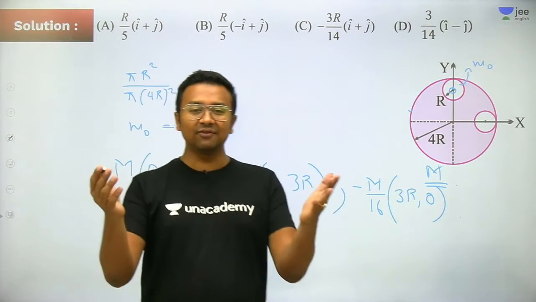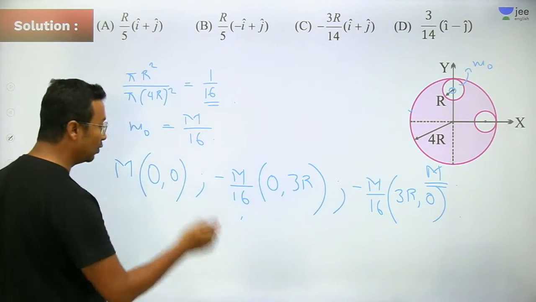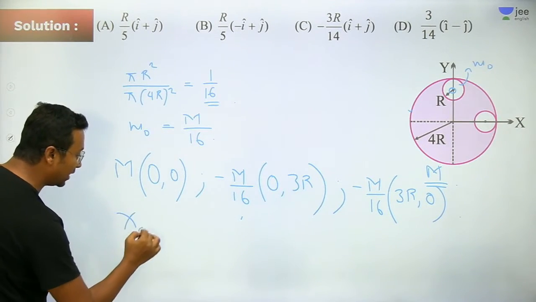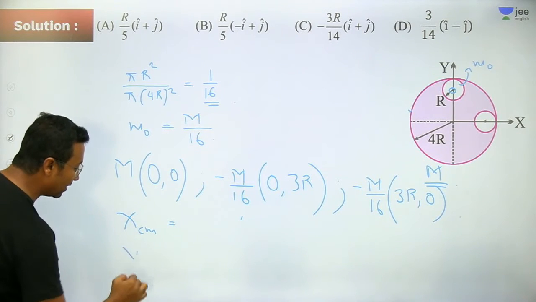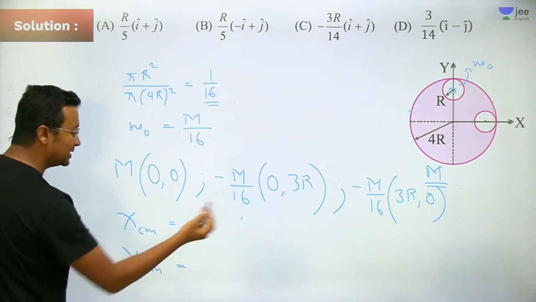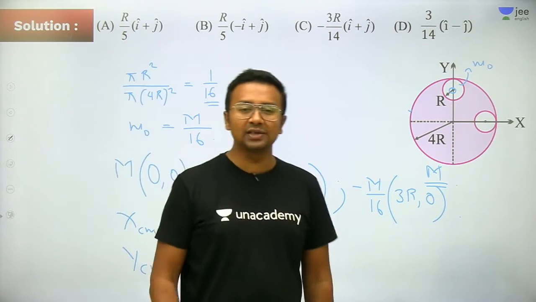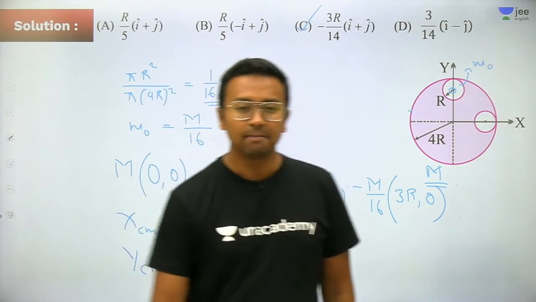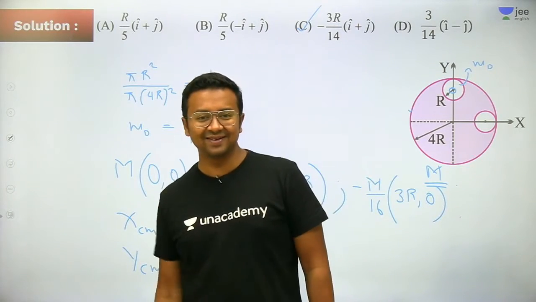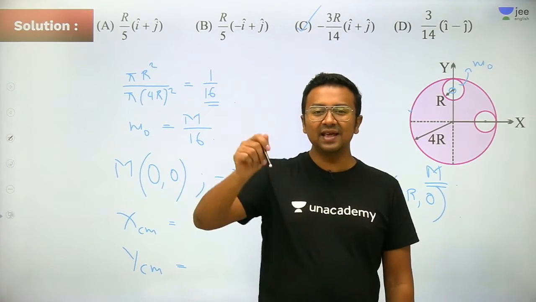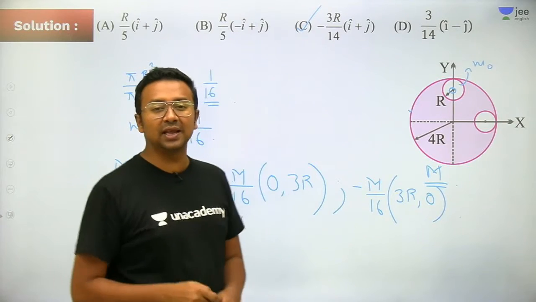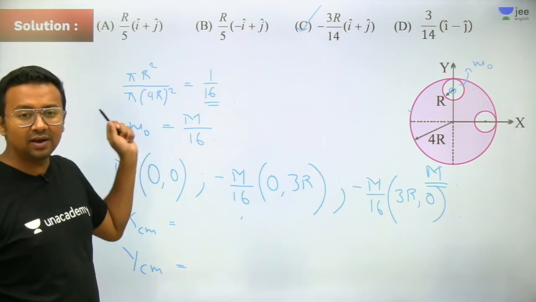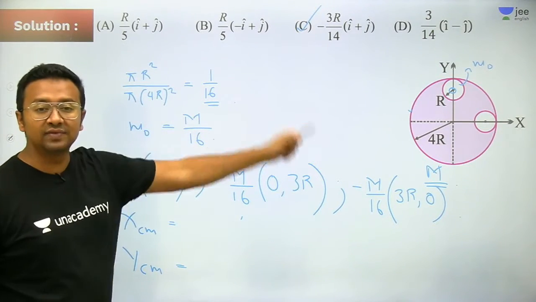Now will we be able to find out? Definitely we can do it. We can find out the x coordinate and the y coordinate of the center of mass using m1 x1 plus m2 x2, and we will get this as the answer. But I told you in the beginning, what did I tell you in the beginning? That we can solve this question even without doing all of these things.